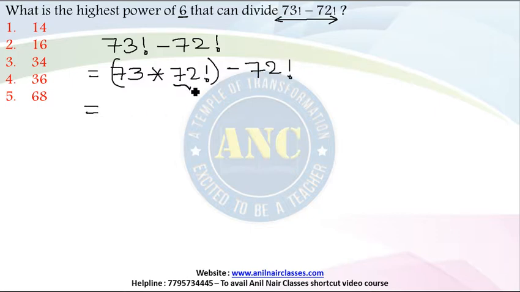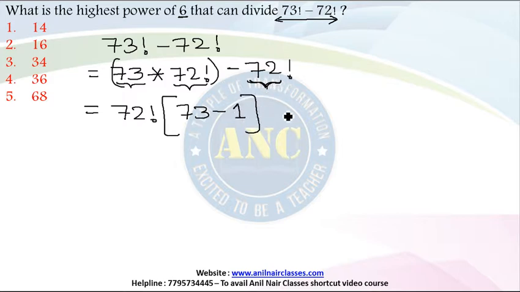In this also I have 72 factorial. Here also I have 72 factorial. If I take 72 factorial as common factor, here I am left with 73 minus, here I am left with 1. I have taken 72 factorial already outside, minus 1. So this can be finally written as 72 factorial into 72, right? 72 factorial into 72 is what I got as of now.